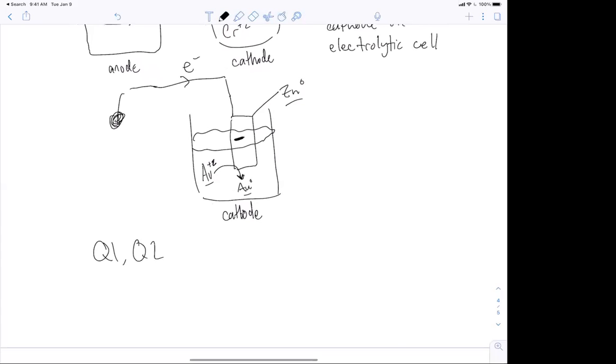Let's see, question 2. 3, 4. Okay, a lot of this stuff is on here. Skip 7. Yeah, Q8's a good one. We talked about electroplating bumpers and stuff, but I wouldn't focus too much on that.